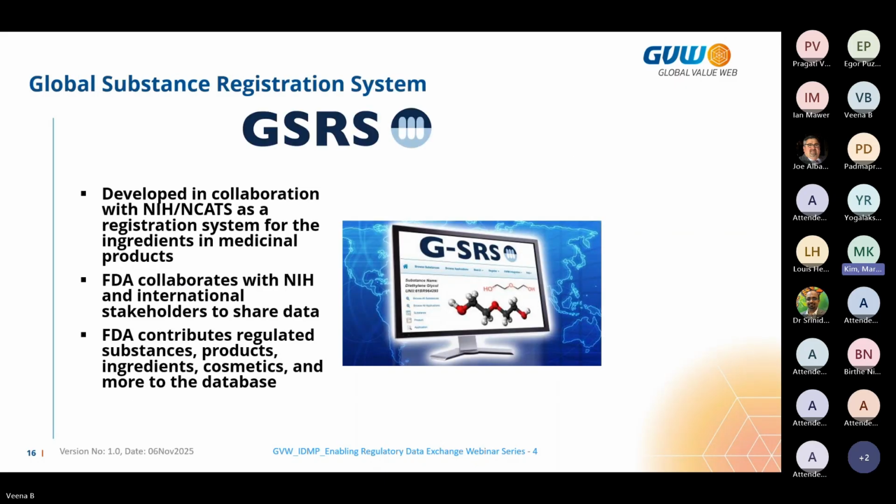Okay, so Global Substance Registration System. It was developed in collaboration with NIH and CATS as a registration system for the ingredients in medicinal products. We collaborate with them and international stakeholders to share data, and FDA contributes by providing regulated substances. Substances also include impurities and excipients, the products, the ingredients, cosmetics, and so much more. And remember that US FDA also regulates tobacco products and devices. Next.